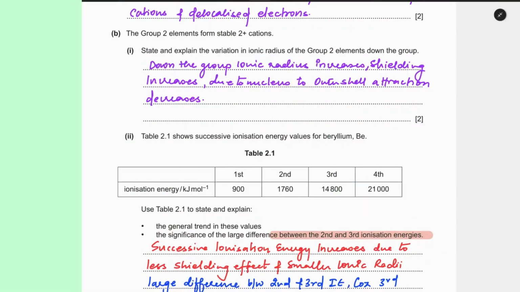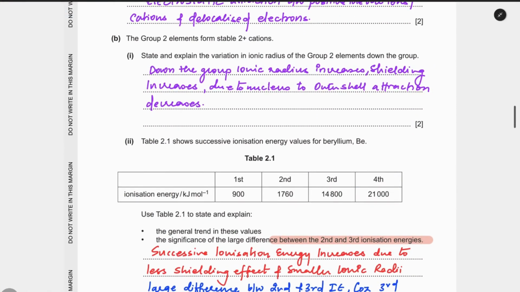Next question. The group 2 elements form stable 2+ cations. State and explain the variation in ionic radius of group 2 elements down the group. As you know, down the group atomic size increases, correct? Atomic size increases, which means the ionic radius also increases. So down the group ionic radius increases, and we can also say the shielding effect increases.